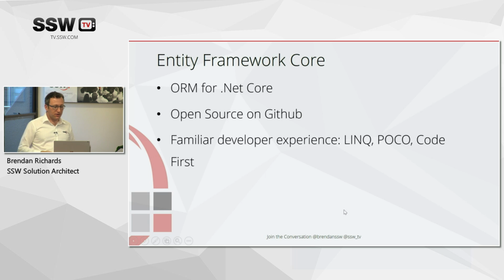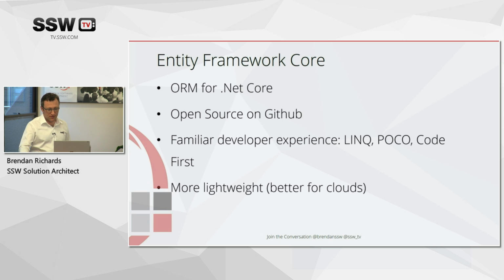So Entity Framework Core is open source and it's on GitHub. So its development is pretty public, and it's designed to have a familiar developer experience. So you've got your LINQ, you've got your POCOs, your plain old C# classes. That's how you model your entities, and it's got code first. It's also more lightweight, so it's supposed to be a little bit faster, a little less going on, and basically less of a footprint on the cloud.